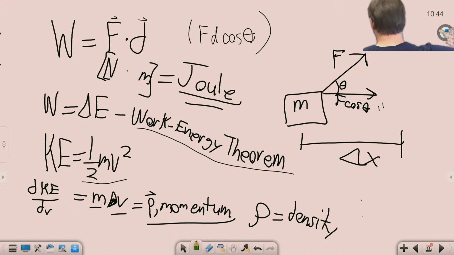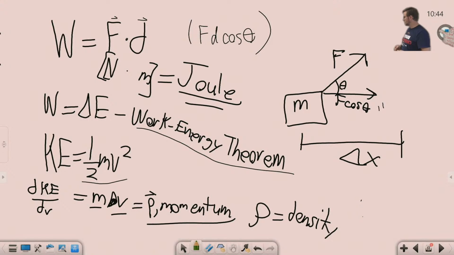you'll be good. If the angle is 0 between them, meaning straight line force, okay, then cosine of 0 is 1. So F times D times 1. If the angle's greater than 0, then it's going to be F times D times a fraction.